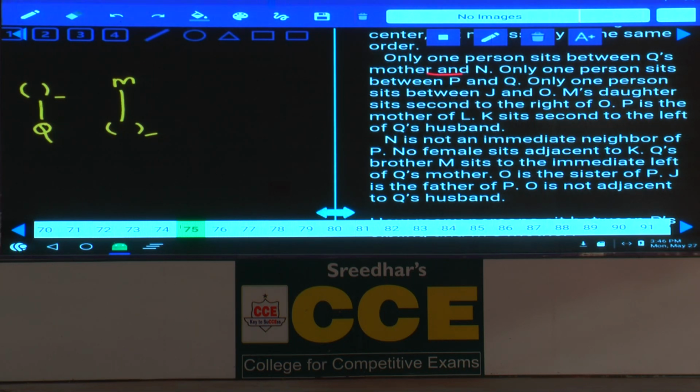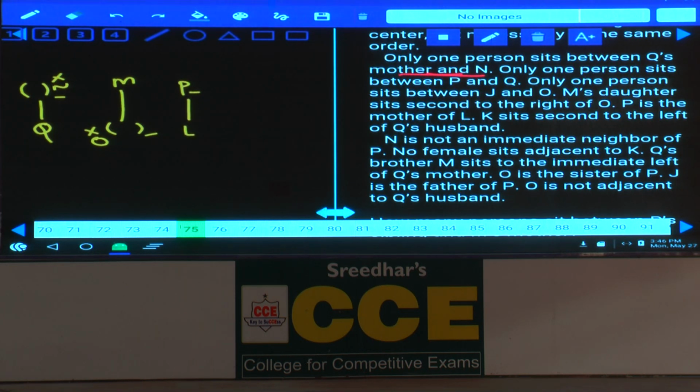As M is having a daughter who sits second to the right of O, O cannot be the daughter of M, isn't it? And next, only one person is between Q's mother and N, so Q's mother cannot be N. Are you following this one or not? Q's mother cannot be N. The next one, M's daughter sits second to the right of O. P is the mother of L.